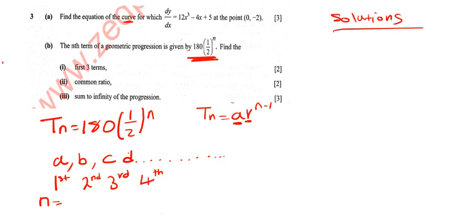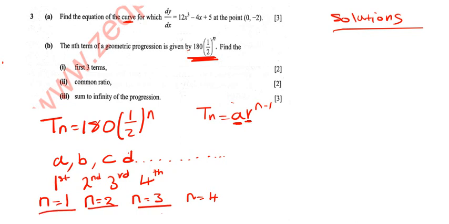So the position of the term a, the first term, is equal to 1. The second position is equal to 2. The third position is equal to 3. And the fourth position is equal to 4. But in this case, since we are just ending on a, b, c, we need this, that, and that.